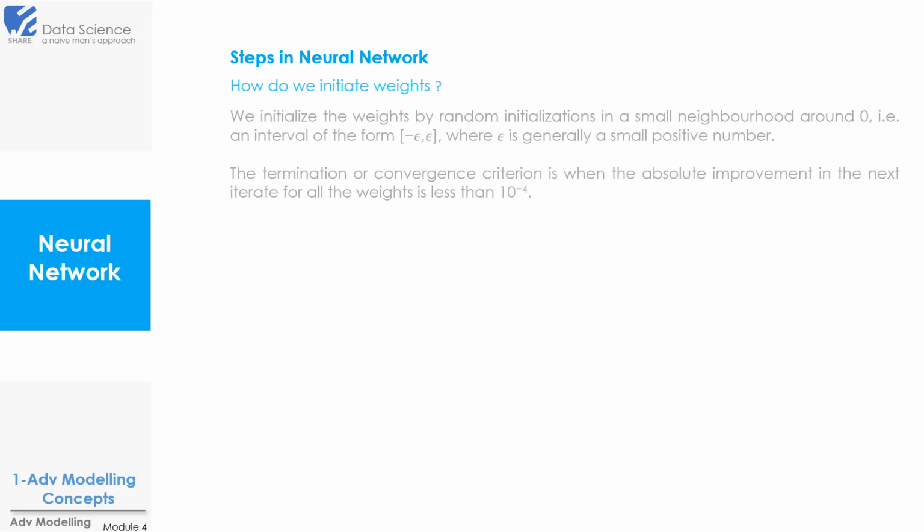Now the next question is, how do we initialize the weights? We initialize the weights by random initialization in a small neighborhood around 0, that is an interval of the form minus epsilon to plus epsilon, where epsilon is generally a small positive number. Then the termination or convergence criterion is when the absolute improvement in the next iterate for all the weights is less than 10 raised to the power minus 4.